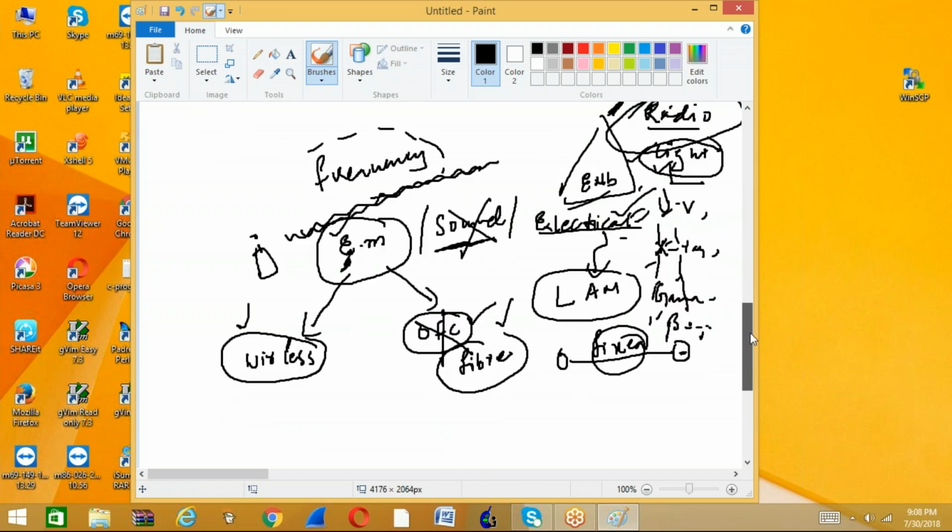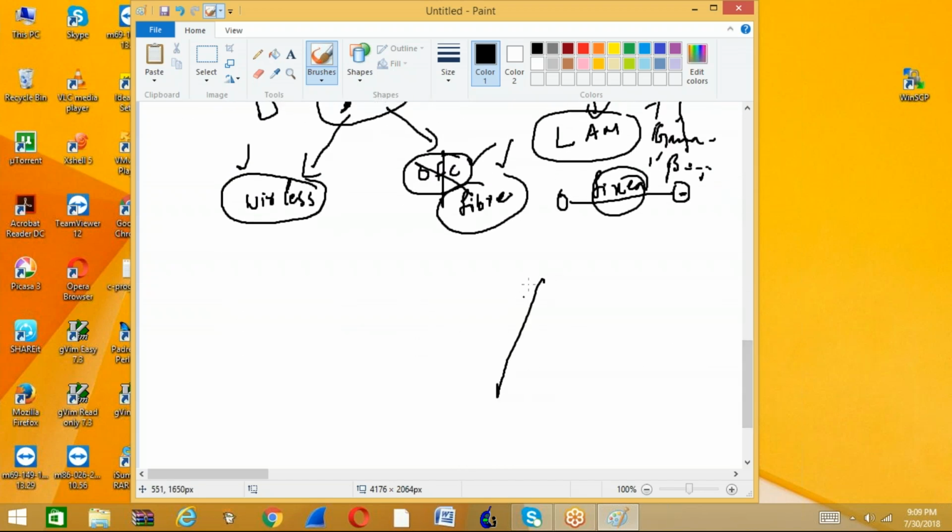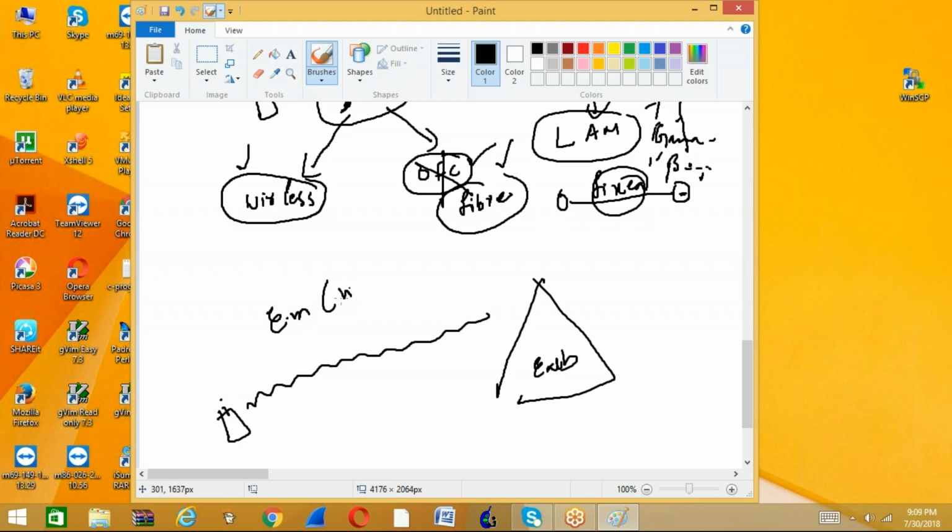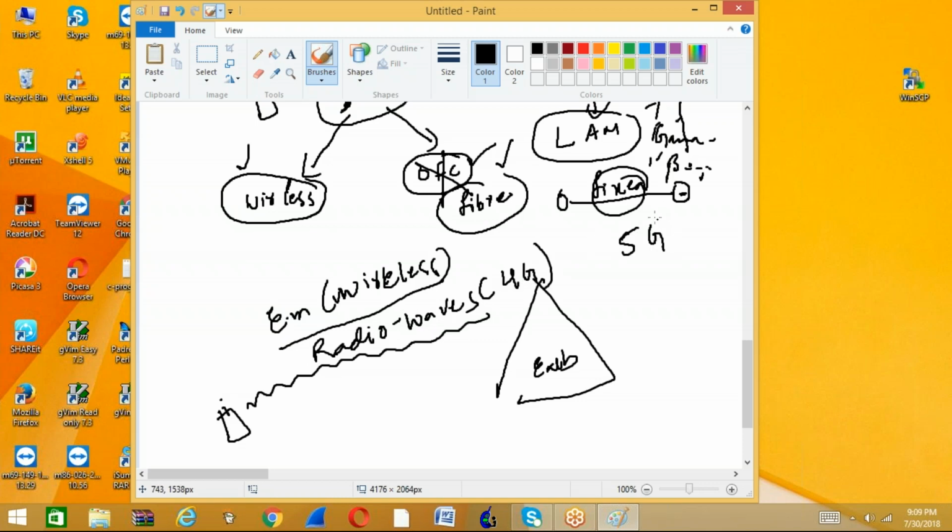So now, in one single statement, what I can say is: between the base station and the UE, the signal we use is an electromagnetic signal, in wireless mode, and mostly radio waves, till 4G. In 5G we are using microwaves also.